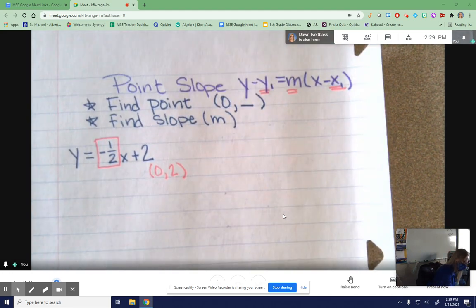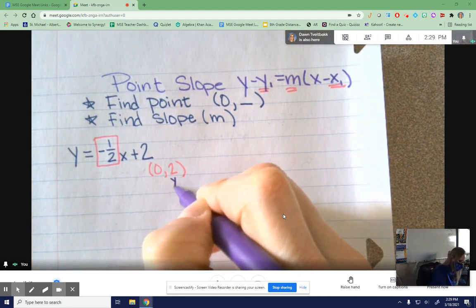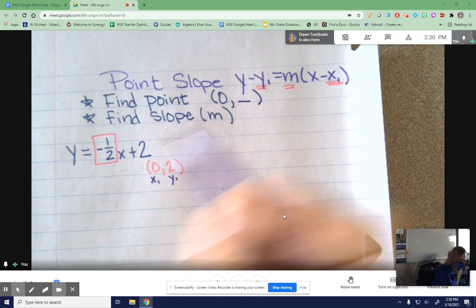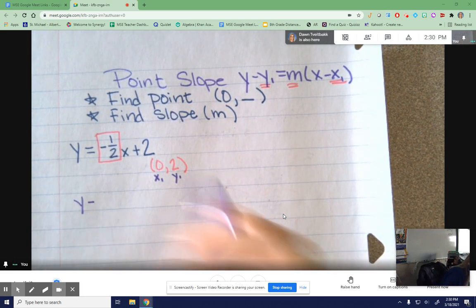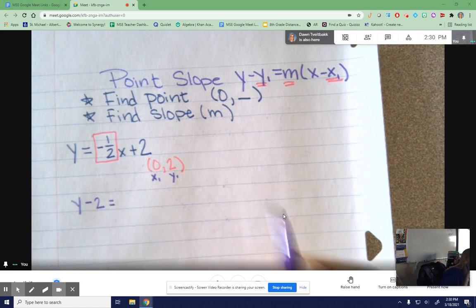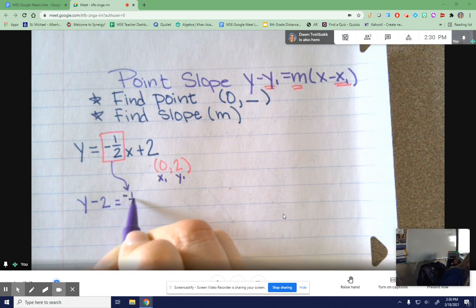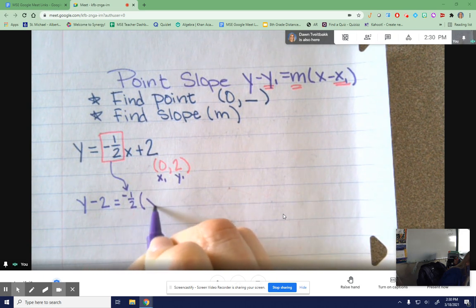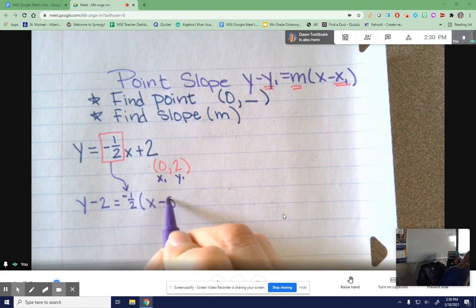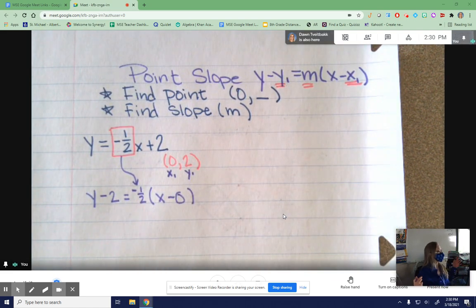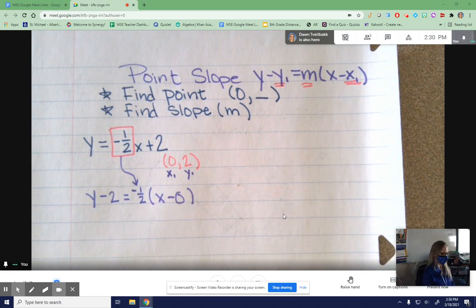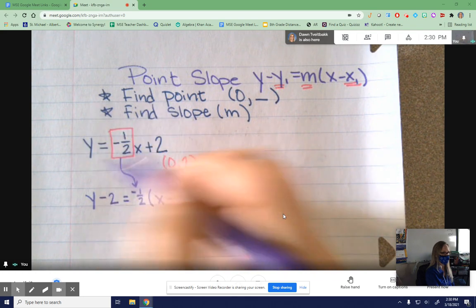So you would say, all right, I've got my y sub 1 and my x sub 1. So I'll say y minus 2 equals negative 1/2 times x minus 0. And leave that 0 in there because you want this thing looking like point slope. You don't want to just throw an x there and simplify it out, because then it's not going to look like point slope. It'll look like something weird. And that's your answer. So this equation right here, that's your best friend.